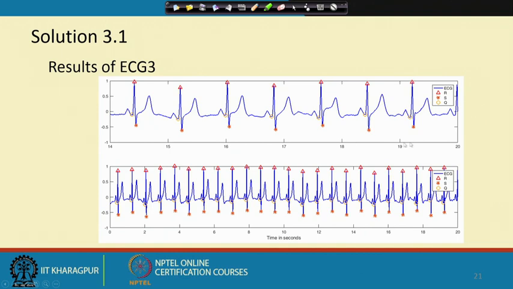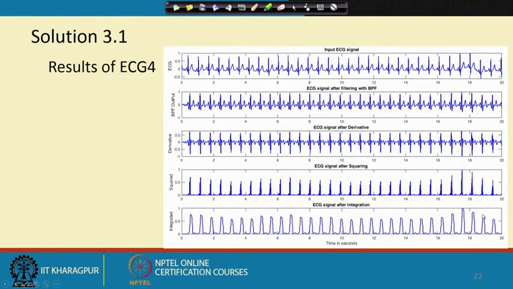This is for the whole signal of 20 seconds, and we could get all the Q, R and S points.